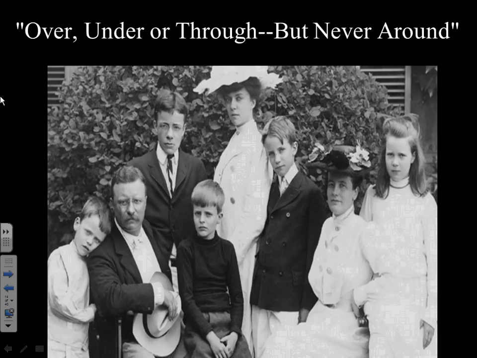So he kind of raised and reared his children with this type of philosophy. And this, of course, comes from this idea of having to make his body strong to overcome his childhood infirmities. And it really created this worldview and personality of strength and aggression. And so you can take this over, under, or through, but never around life philosophy, and it really links directly to the big stick foreign policy initiatives that he carried out as a president.